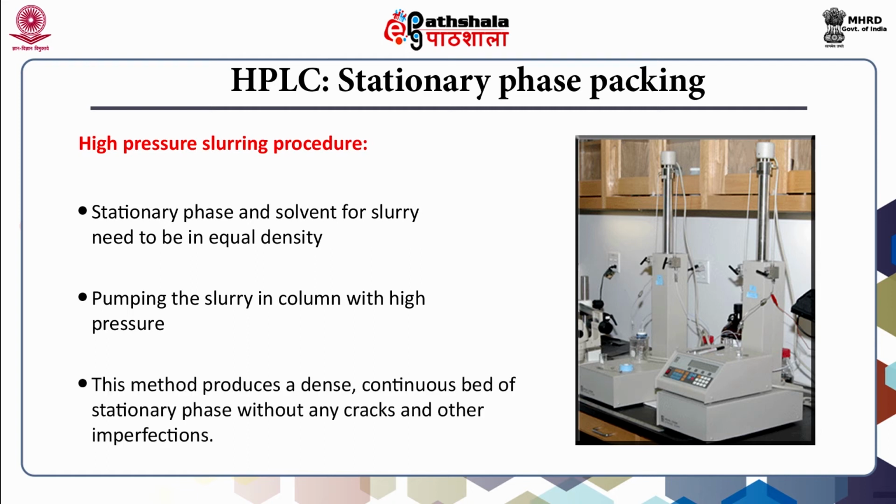By high pressure and the high pressure slurry procedure, a dense continuous bed of stationary phase without any cracks and imperfections will be formed. So, our main motto in packing the stationary phase column is that there should not be any imperfections in the column. The entire column should be uniform with the stationary phase particles. That is why we need to use a specific procedure, called the high pressure slurry procedure.